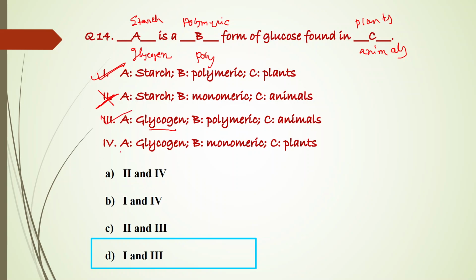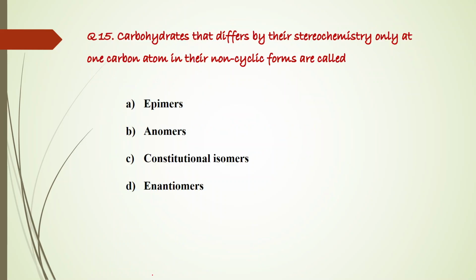Let us look at the fourth option. It says glycogen is a monomeric one. This one is obviously incorrect. It is not a monomeric form of glucose and it is not found in plants. So the fourth option was incorrect as well. So the only correct statements were 1 and 3, and accordingly the correct option for question number 4 should be option number D, 1 and 3. Okay.